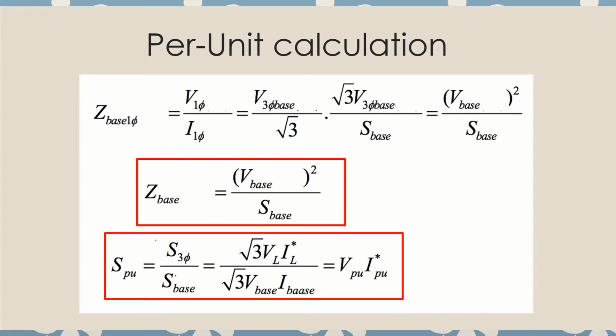Next are the equations of the power, where you can see here S per unit is actually equal to S three-phase divided by the base, and then you get V per unit, because remember this is per unit, so you have to multiply by voltage per unit and current per unit.